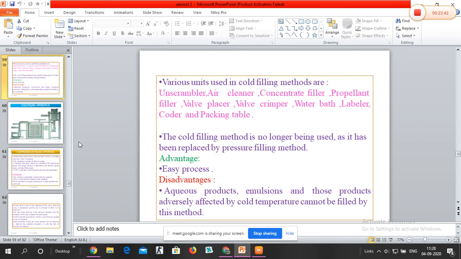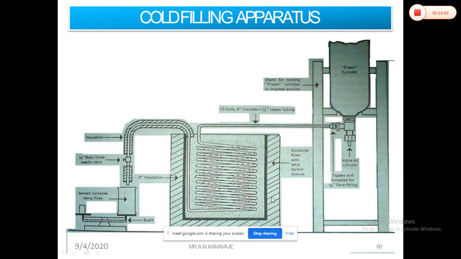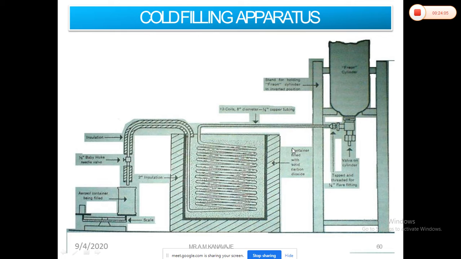Okay, so we are discussing the cold filling method. Here is the apparatus, or the assembly, that is used for cold filling. This is the container which is filled with solid carbon dioxide, and this is the coiled copper tubing, which increases the surface area for cooling. Here are the freon cylinders, and this is the valve on a cylinder that is used for the freon. It is the freon that is used in a refrigerator.